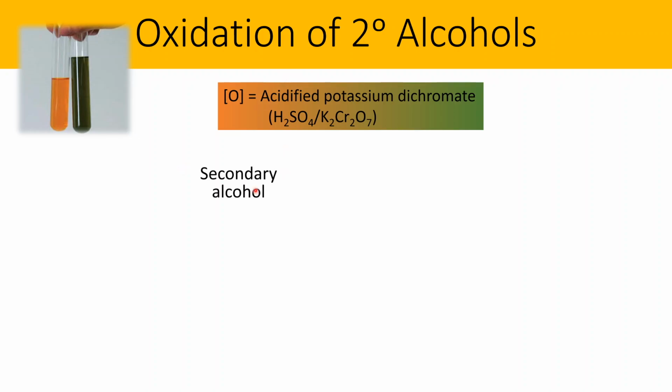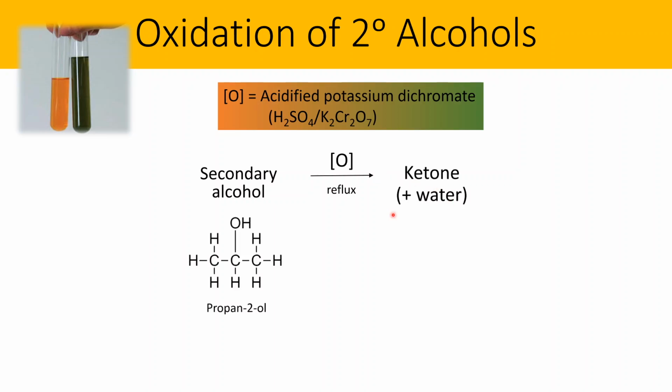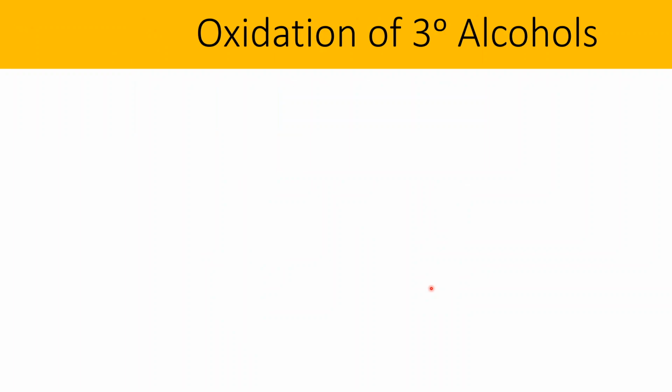The thing to note though is that a secondary alcohol just plain old oxidizes straight into a ketone and water. So an example here, if I took propan-2-ol that you named at the start, that would oxidize into propanone. So that's all that happens, you get a ketone with those.